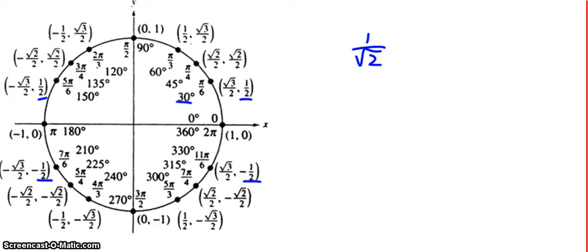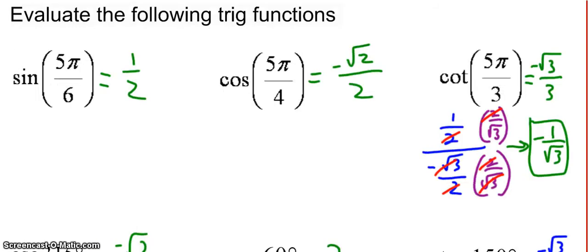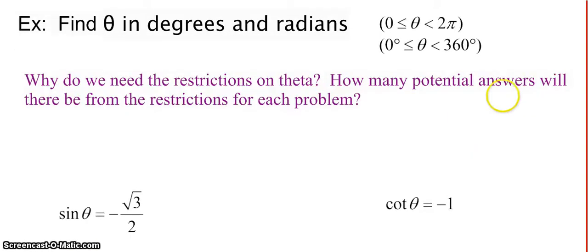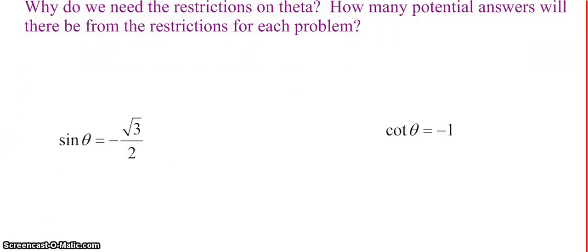So when I think about how many potential answers will there be from the restrictions for each problem, there's probably 2. Not always. And we'll see some cases where it's not true. But there's usually going to be 2. And now when I say 2, that would be 2 in radians and 2 in degrees. So for these problems, it'll actually be 4 total answers. Alright, that's a lot of me talking.